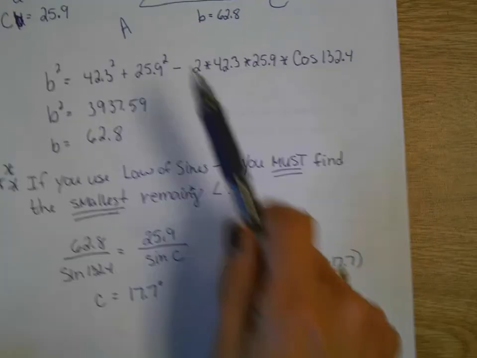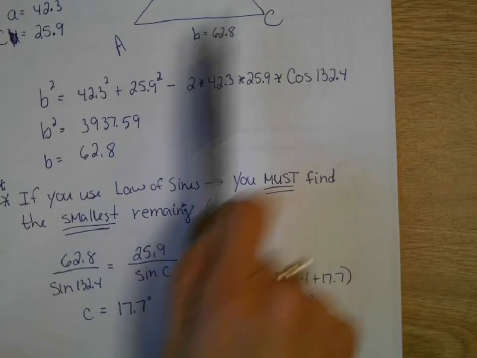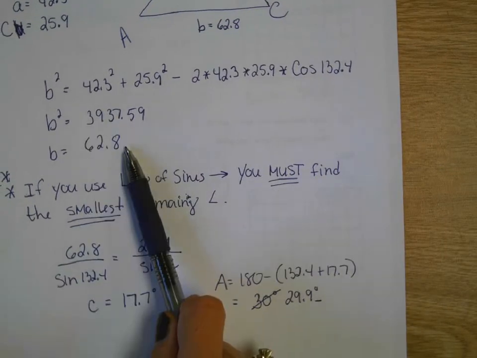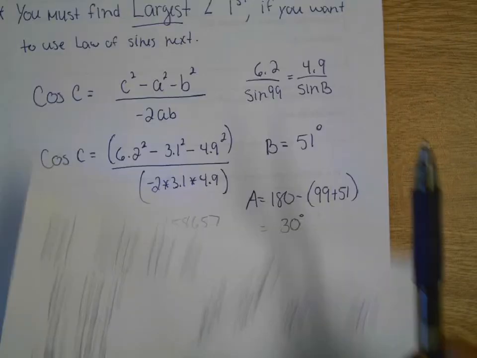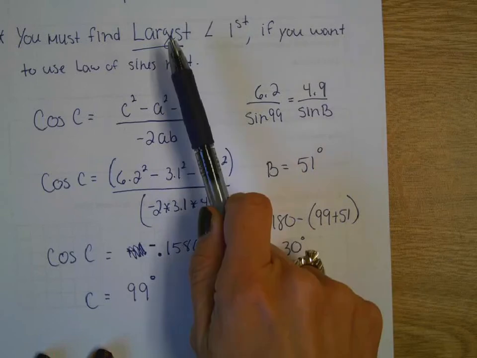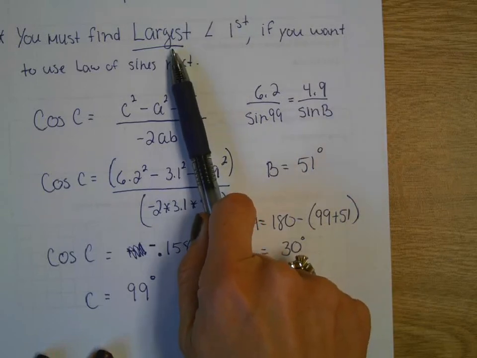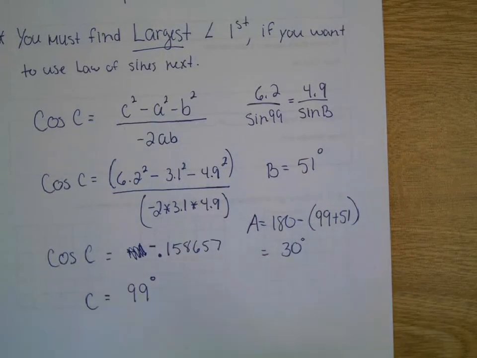Okay, with SAS, you have to start by finding your missing side. Then find the smallest remaining angle. With side, side, side, start off right away finding the largest angle. If you can remember that, it's easy stuff.